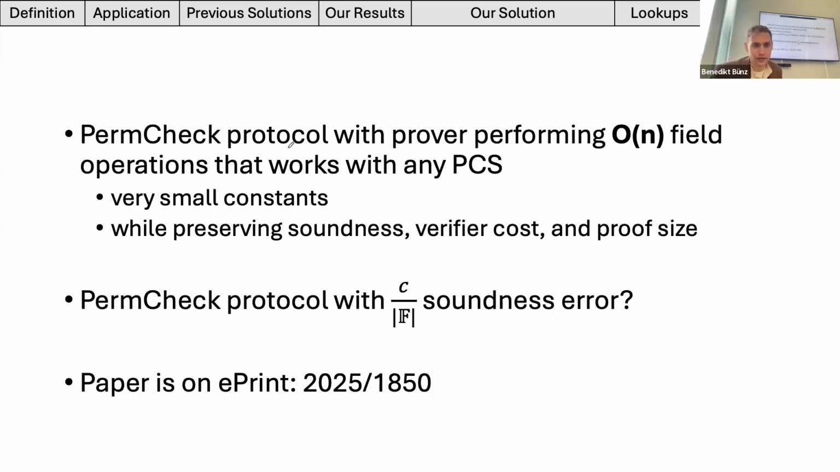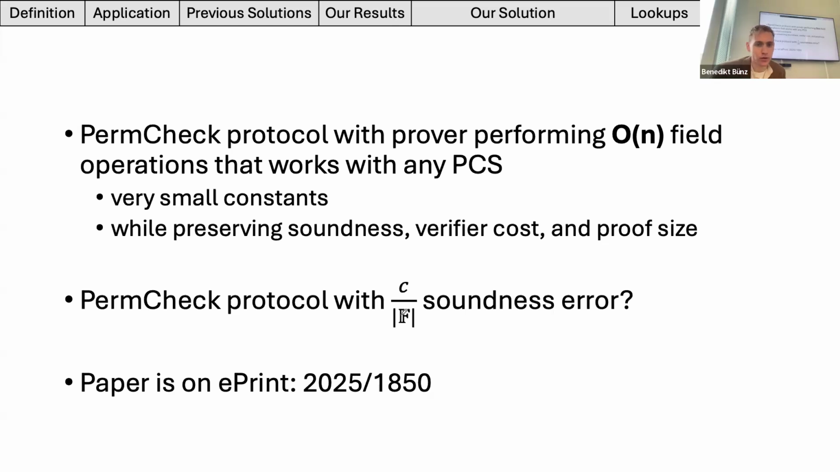The obvious one is, can we get a permutation check with the prover performing O of n field operations that works with any PCS? Ideally small constants, ideally preserving the soundness, verifier costs and so on. The second question is, if I want to prove things over, let's say, really, really small fields, right now our soundness error is polylog n over the size of the field. Can I get a constant size soundness error? We probably have to change some parts of the protocol there, but that's another interesting question.